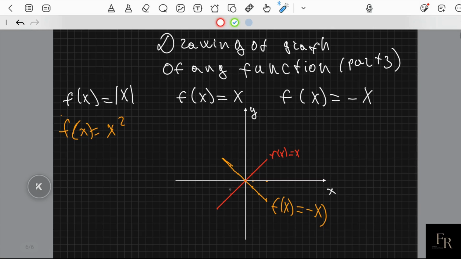So we can say, if I just delete this part of both graphs, my f(x) = |x| will become this, because let me draw this with another color, and this one. f(x) = |x|.